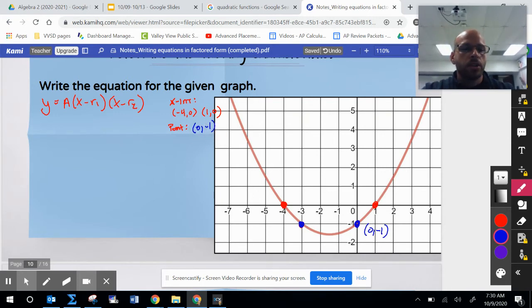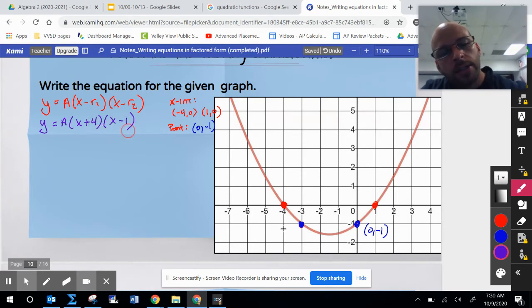All right. So now I can substitute in my x-intercepts. So let's do that first. So I'm going to say y equals a, x minus my first x-intercept, which is -4. Now, if you subtract a -4, that's +4. Remember opposites. X minus 1. So it's a +1. Now I'm going to plug in my other point. Remember x comma y. So the y value is a -1. The x value is 0.